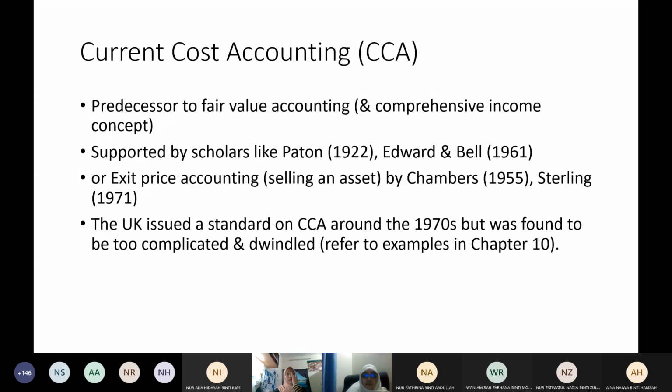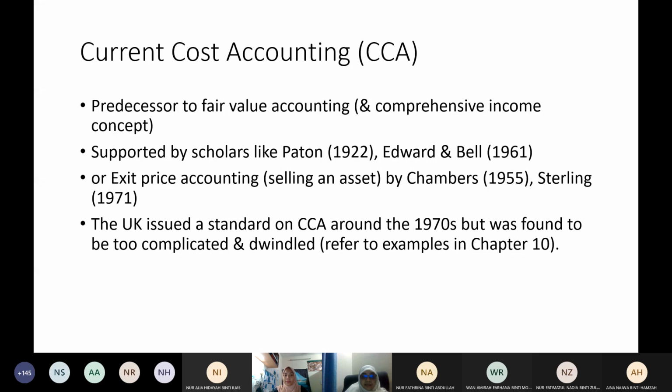So for a long time now, people have talked about current cost accounting. You can see scholars like Paton, Edwards and Bell, Chambers, Sterling. You may not have heard of them, but many accounting scholars and professors know these people to be intellectuals and accounting scholars. They have debated this issue for a long time, and they proposed current cost accounting long ago. This idea is actually a predecessor to what we have now, fair value accounting, and along with it, the comprehensive income concept.